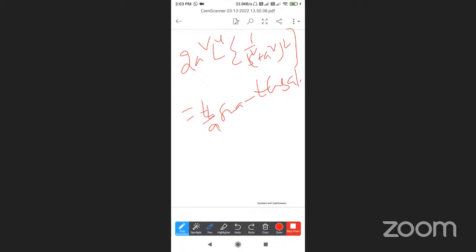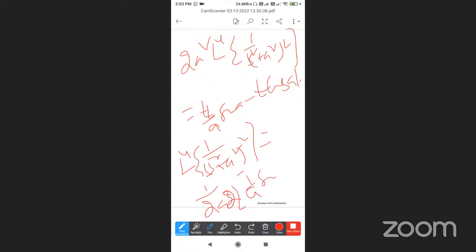So dividing by 2a square, the inverse Laplace transform of 1 by (s square plus a square) whole square is equal to 1 by 2a cube, that is 1 by 2a square into 1 by a, times sin at minus t cos at. So a is common. So this is the next problem.